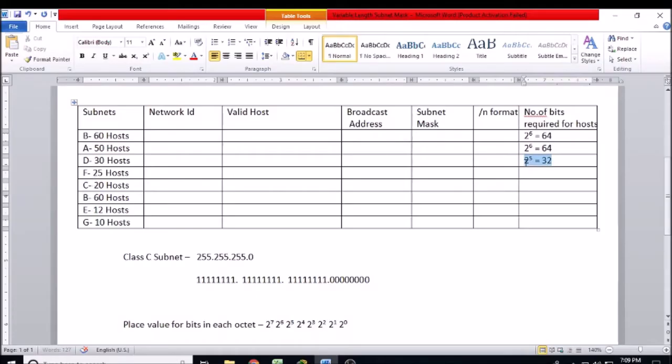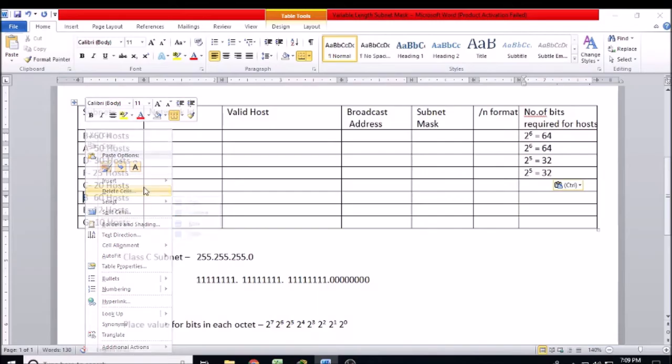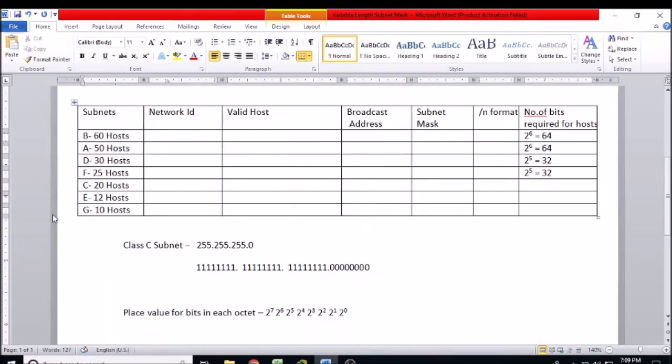And then for F it is 25. It is going to remain the same as D, right? 2 power 5 is equal to 32. If I go for 2 power 4, it is going to be 16, right? So I have to go for the higher value. So it is 2 power 5 is equal to 32. The next one is, okay, I have made a mistake over here. Let me remove this. 1, 2, 3, 4, 5, 6, 7.